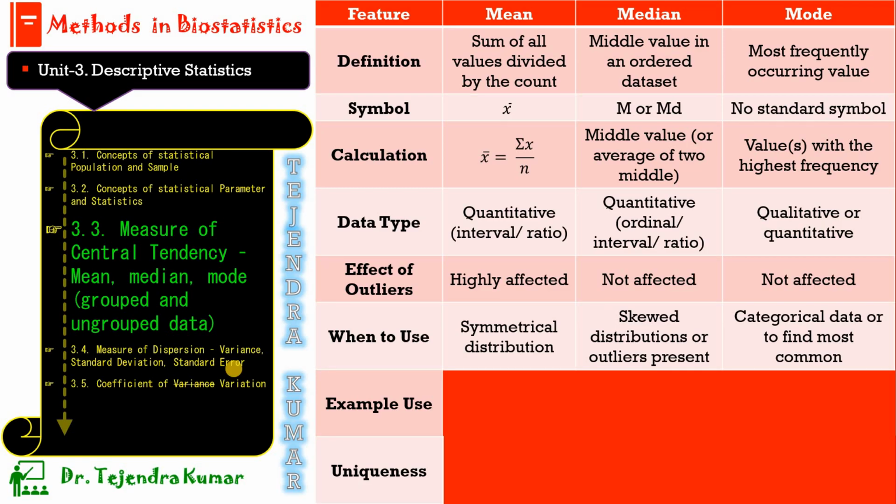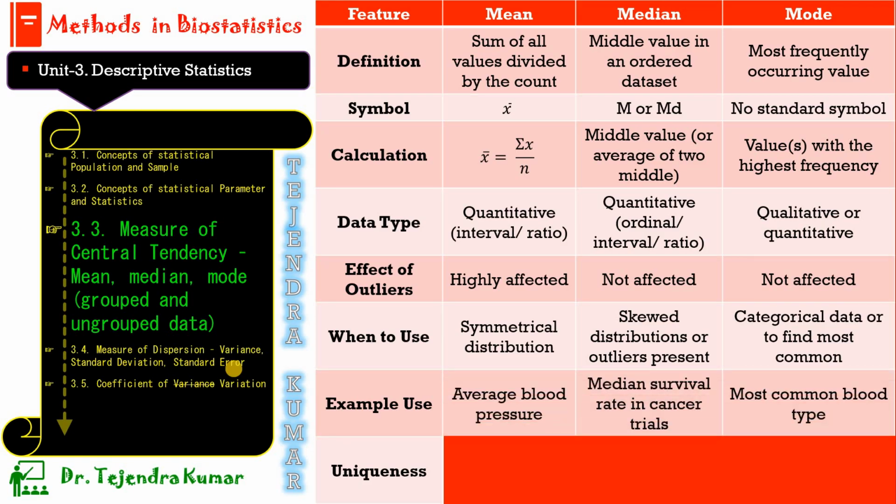When to use? Mean is used when data is arranged in a symmetrical distribution, but if there is a skewed distribution or outliers are present, then we will go for the median. And mode is used for categorical data, or to find the most common feature or most common value, then we will go for the mode.